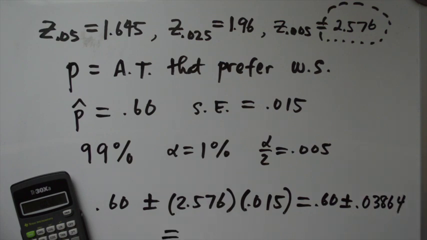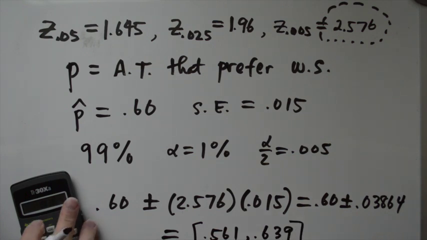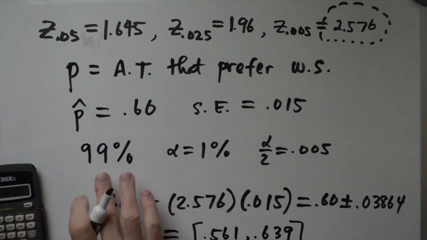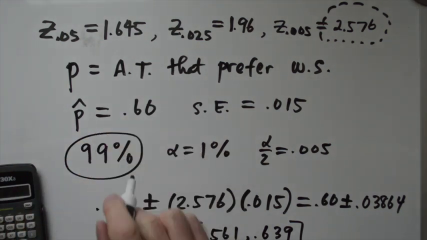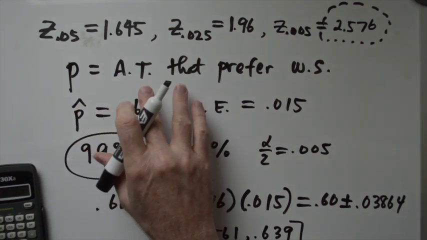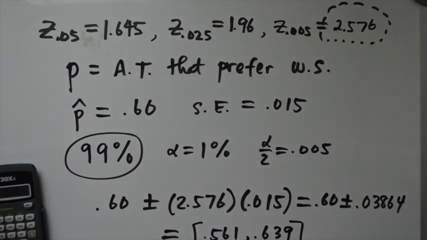Now when you take that margin of error, add it and subtract it from the center, and I'm going to do a little bit of rounding here, I'm getting 0.561 to 0.639. Okay? And what would we say if we were going to try to describe this to somebody? We would say we are 99% confident that the true proportion of air travelers that prefer a window seat is covered by this interval. And that's all we have to do to finish this problem off.